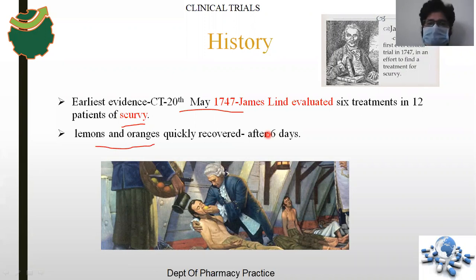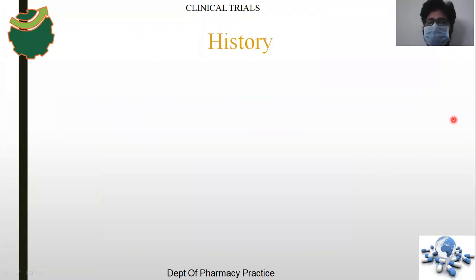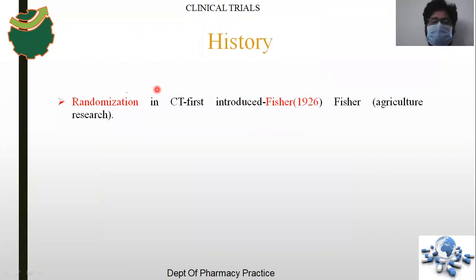To one group of people he gave no medicine, and to another group he gave not medicine but dietary supplements like lemon juice and oranges, and they recovered quickly after 6 days. So this is one of the well-known recorded clinical trials, on 20th May 1747 on a ship. Okay, and going back into the history, next thing is randomization.